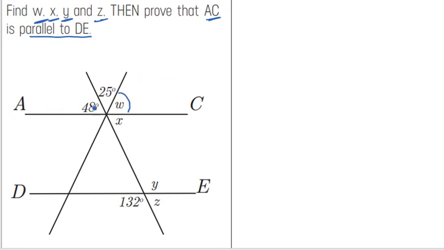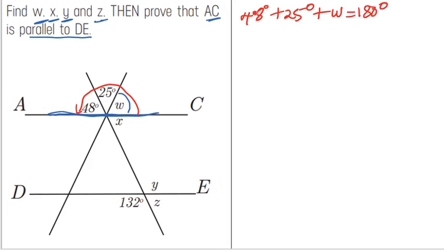When we look at this, we see that one is just a straight line. So we need to add all these angles, these three angles, and they must give us 180 degrees. So we will say 48 plus 25 plus W must give us 180 degrees. What is the reason? They are just angles on a straight line.